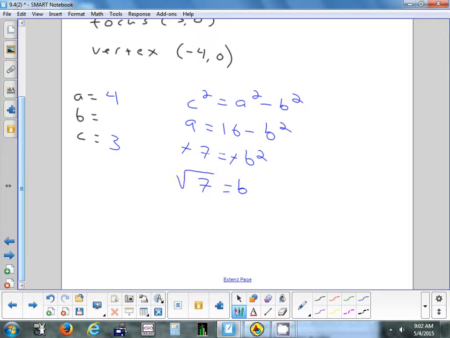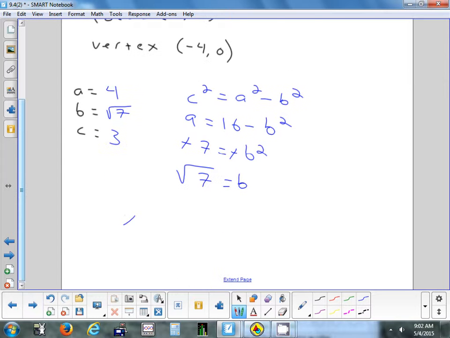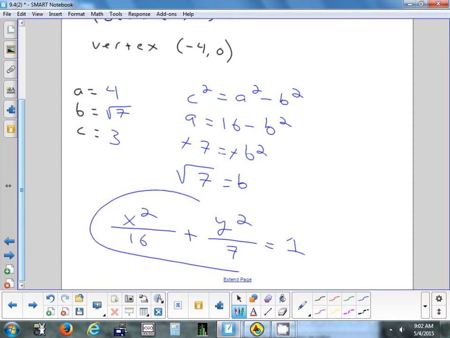I'm not sure it's really important to find B. We probably could have left it at B squared equals 7, because B squared is what you need in the formula, and A squared. Right, so let's write our equation. It's x squared over A squared plus y squared over B squared equals 1. And that's it. That's the equation of your ellipse. Any question on that?